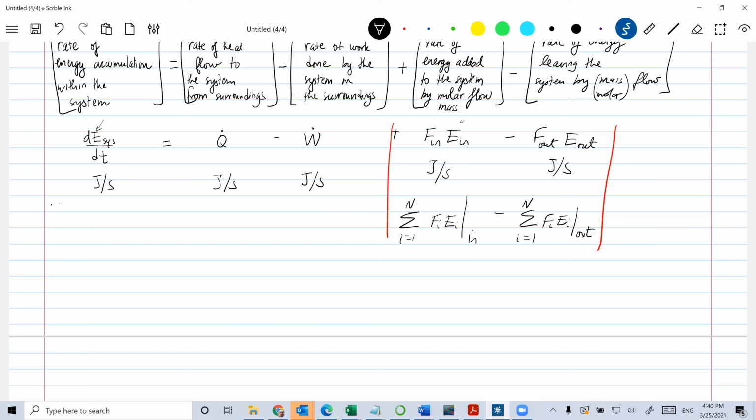But normally we're only dealing with enthalpy and internal energy, because kinetic energy and potential energy are not really that big of a factor for the reactions we're going to solve. So the other thing we make is this work is flow work plus shaft work.